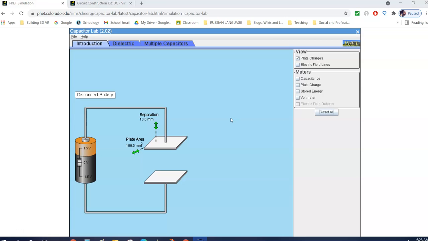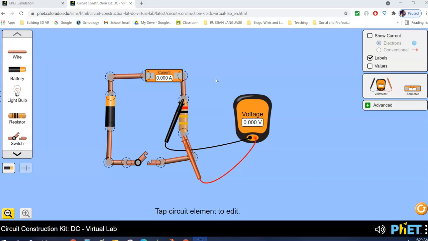In this video, I'm going to talk about electric fields and parallel plates, and I'm going to use a couple of online simulators to help demonstrate the concept.